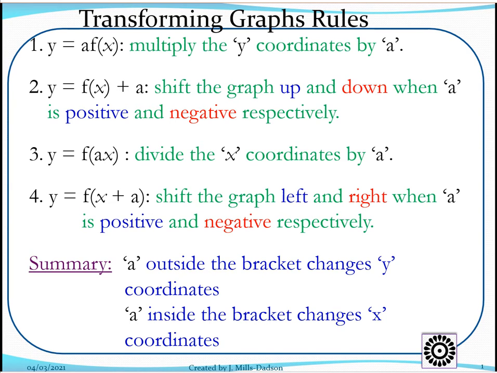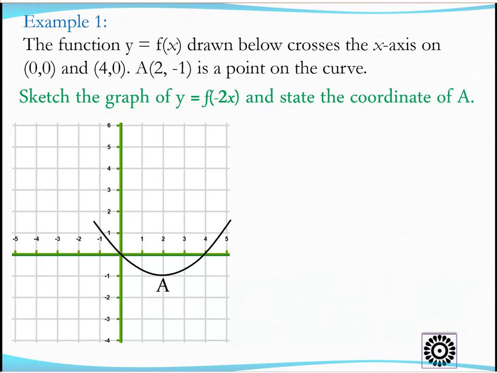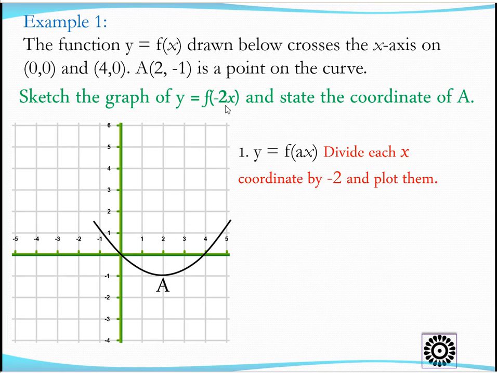So now let's look at a specific example and see how to apply these rules. Pause the video and read the question so that you can understand the context of the question. Okay, so this is f of x. We are supposed to sketch the graph of f of negative 2x. So what you need to do is divide every x coordinate by negative 2. Now, it's a sketch, so all you need to do is locate important points.